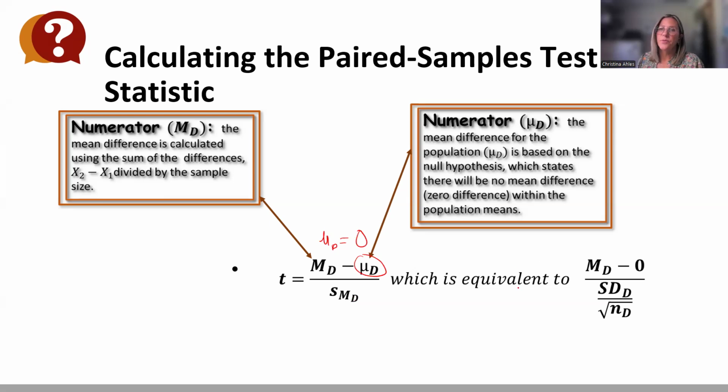So basically, it's just your standard deviation of the differences divided by the square root of the sample size of the differences. So this is really the same equation ultimately as the one sample t-test, but we'll look and see how that looks when we're calculating it through. It's still the estimated standard error, which is SMD, and our mean difference is in the numerator here.